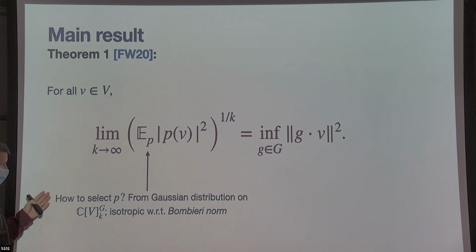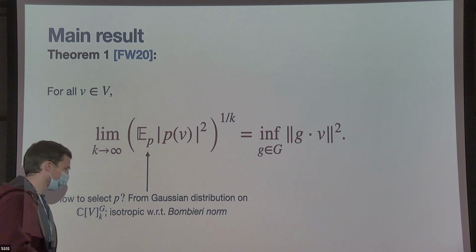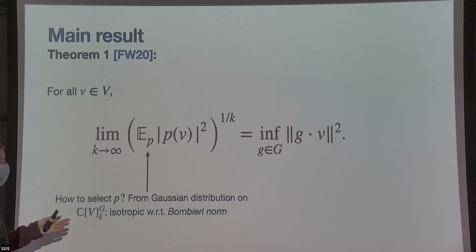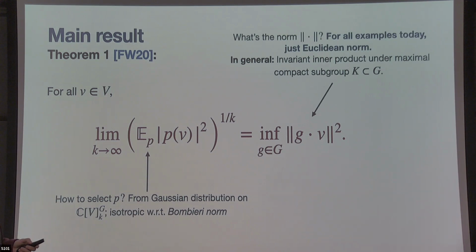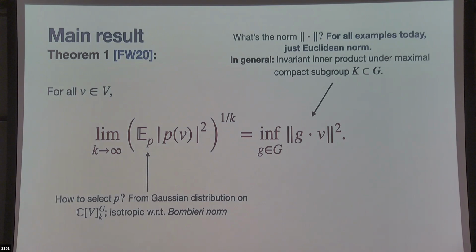For the distribution that P is selected from, it is a particular Gaussian distribution on this space of invariants. If you wanted to find a Gaussian, you need to find what inner product is there, or what basis to use. I'll explain that on the next slide. And for all the examples that we're going to look at today, this is just going to be the Euclidean norm. If you're looking at more general groups, it should be a norm that's invariant under some compact subgroup here, but it's not going to be important today.